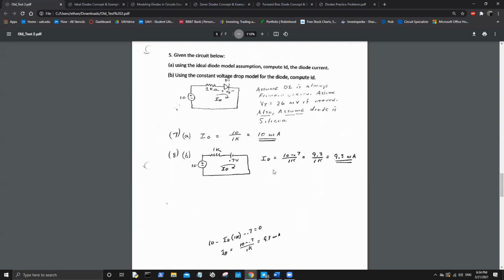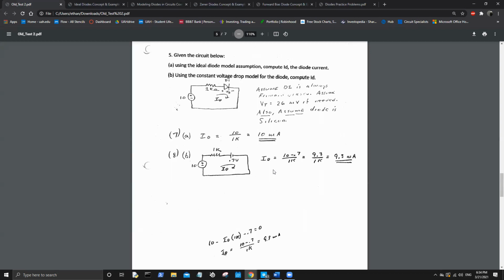All right, and B is using the constant voltage drop model for the diode, compute ID. What do you know? He uses 0.7 here, which is probably the reason one of you mentioned earlier. So we lose a voltage of 0.7 across this. Oh boy, we lost 0.7 volts, so now we only have 9.3 volts. So calculating current here is still child's play.